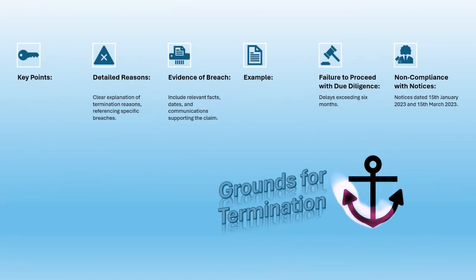Moving on to the grounds for termination. This is where you lay out the why behind your decision. Provide a clear and detailed explanation of the reasons for termination, be it delays, breaches of contract, or failure to meet agreed standards. For instance, if the contractor hasn't proceeded with due diligence and caused significant project delays, that's a solid ground. Don't just stop there. Back up your reasons with evidence. Include relevant facts, dates, and any communications that highlight the breaches. Think of it as building your case with concrete evidence.